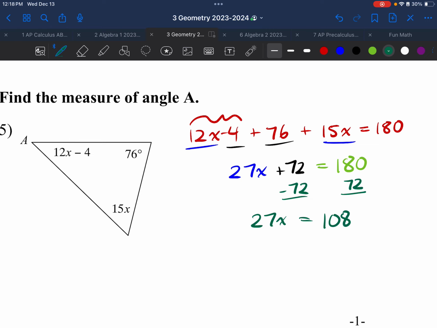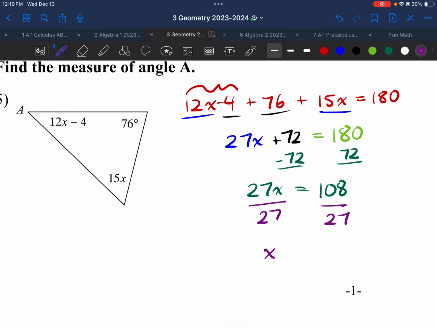And I know if I divide both sides by 27, I could use a calculator, but I know that x roughly, if I do 100 divided by 25 is 4. An extra 2 there is going to make that still 4. Okay, yeah, that works out. So x will be 4. And again, I'm not done.